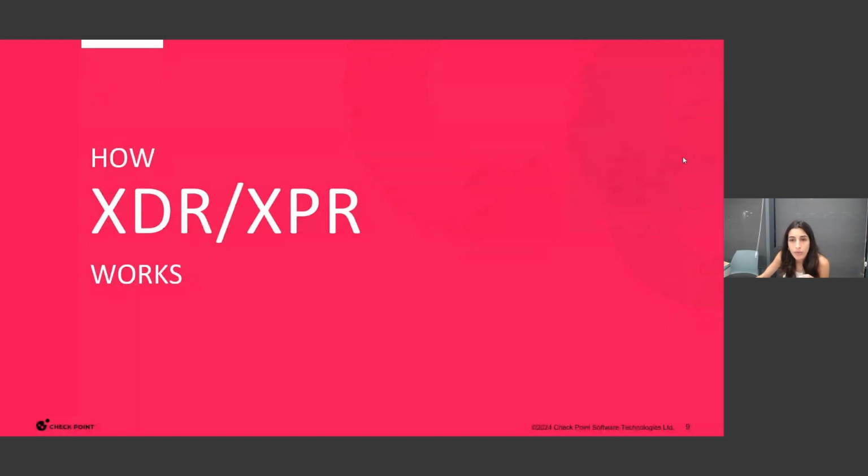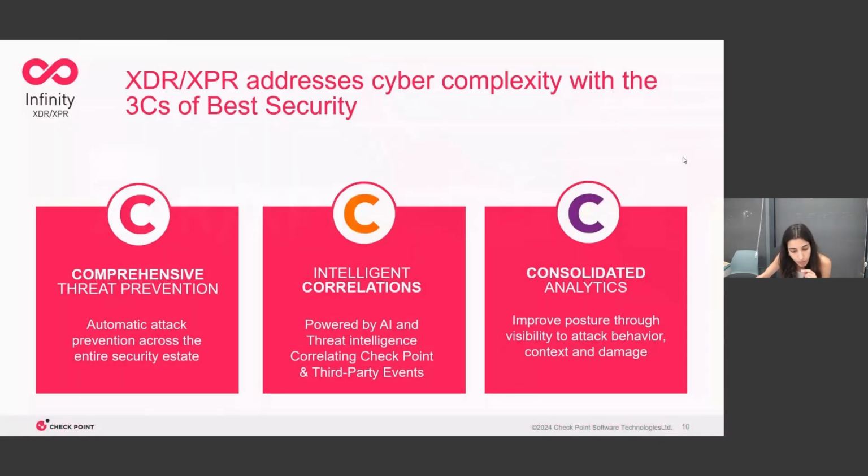So just to understand how that works, Checkpoint is really proud of the way we bring our customers the best security, and we like to demonstrate that approach with the 3Cs principle: comprehensive, correlation, and consolidation. And the Checkpoint XDR XPR solution is really the best example of how we do that, because we give you comprehensive threat prevention across your entire estate. That could be third-party solutions, Checkpoint solutions.